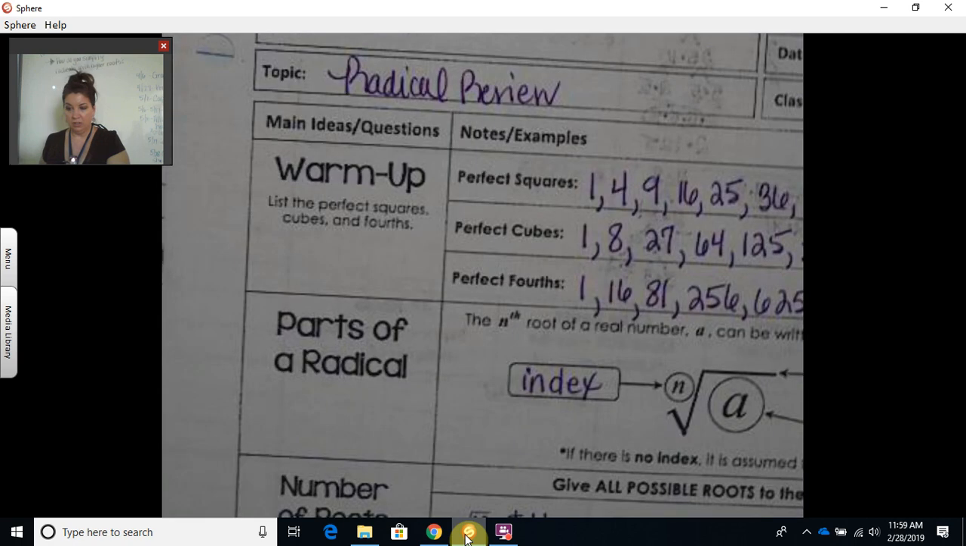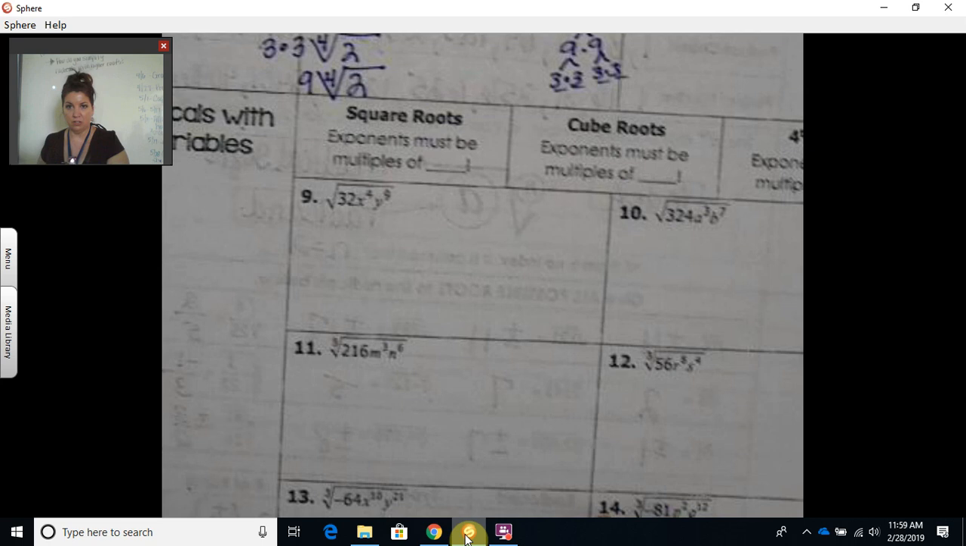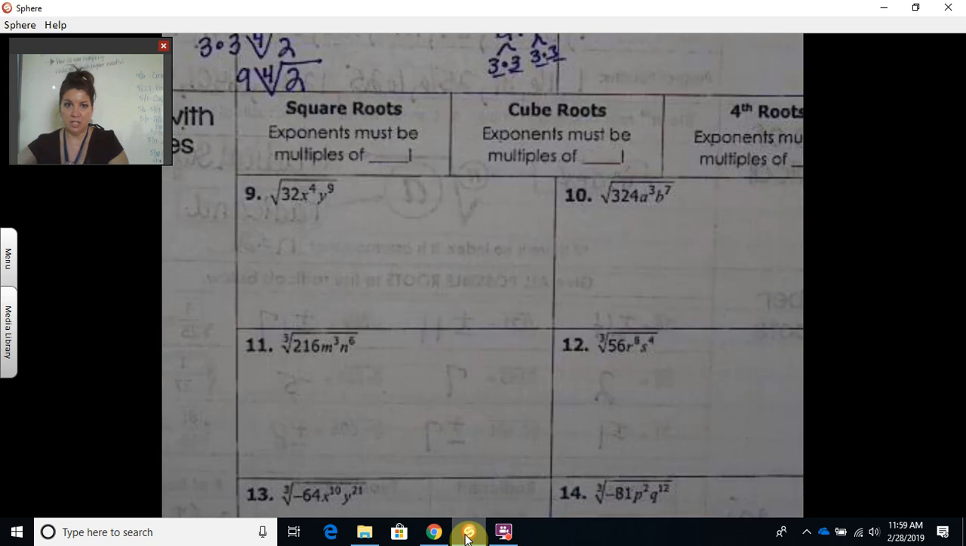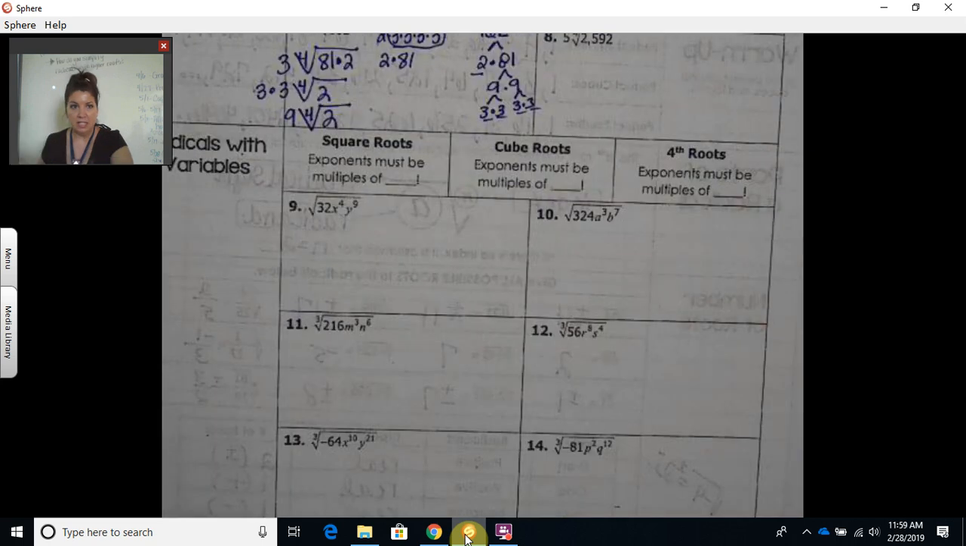Alright, so I'm going to call this radical review part 2. We did the first part of this radical review yesterday, and we're doing the second part today. So the back side starting with example 9. The problems that we did before did not have any variables in them. And all of the problems on the back side, 9 through 18, have variables. Okay? So first of all, let's look right here.